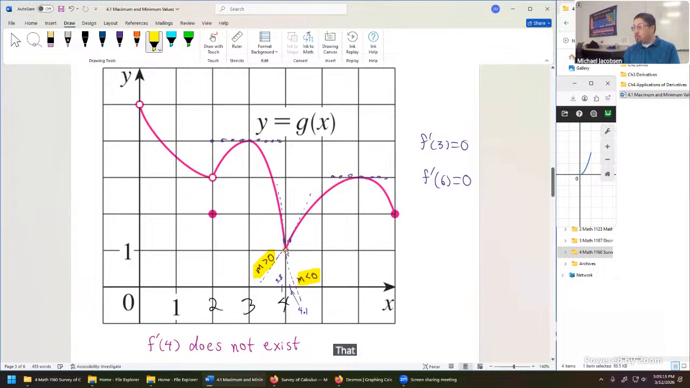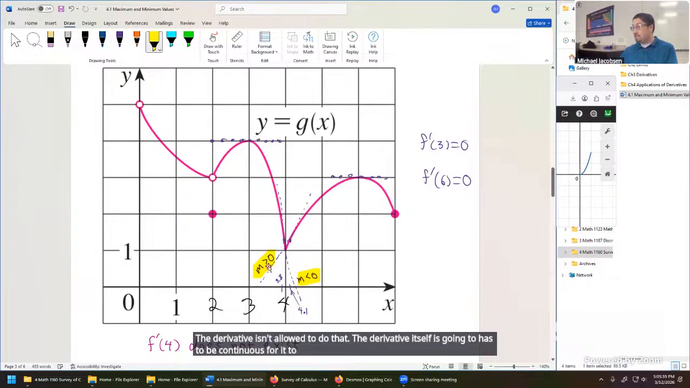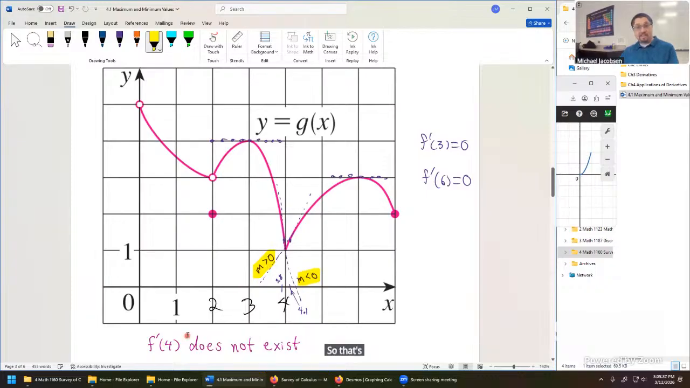That means we have no sense of what the slope should be right at 4. This one has no value because with a small change to the left or a small change to the right, your slopes are totally different. The derivative isn't allowed to do that. The derivative itself has to be continuous for it to be defined. So that's why the derivative doesn't exist at 4 for this particular one.